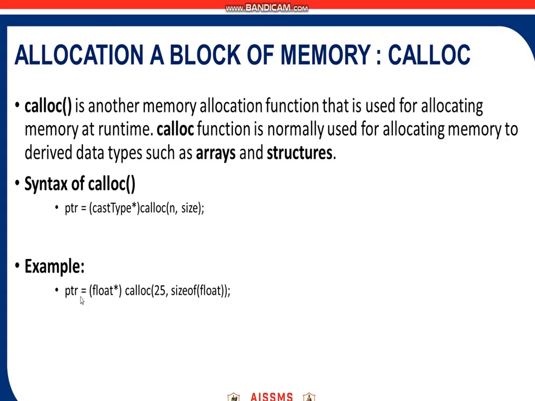Okay, for example, ptr = (float *) calloc(25, sizeof(float)). We cast it into float.